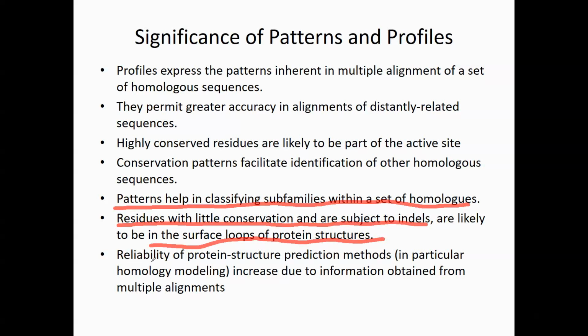Reliability of protein structure prediction methods, in particular homology modeling, increases with use of information obtained from multiple alignments. When we study protein structure prediction methods, which we have not studied yet, and homology modeling, their reliability is increased due to information obtained from multiple alignment and different patterns and profiles.